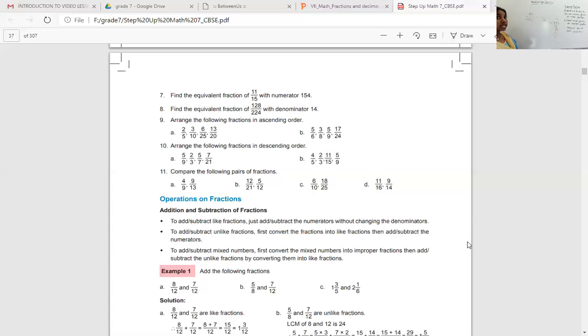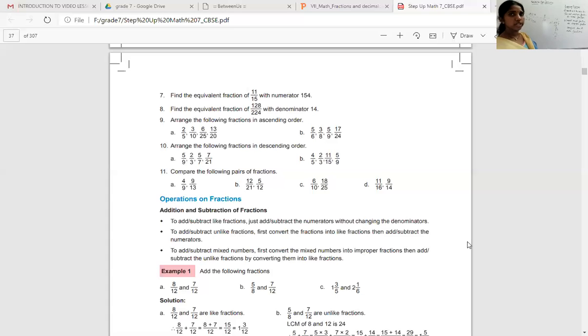So 14 sixteens are 224. When we divide 224 by 16, we get 14. So the numerator also has to be divided by 16. 128 divided by 16 will be 8, because 16 eights are 128. So when it's divided, it will give 8. So this is how you convert an equivalent fraction to the required form.